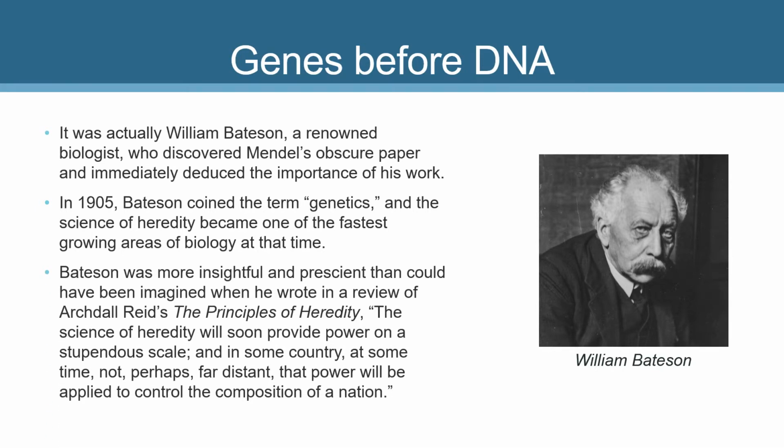Bateson was more insightful and prescient than he even could have imagined when he wrote, "The science of heredity will soon provide power on a stupendous scale, and in some country, at some time, not perhaps far distant, that power will be applied to control the composition of a nation." Bateson accurately predicted that once the basis of heredity was understood, someone, somewhere, would seek to manipulate it. Whether he knew that genetics would be the justification for eugenic cleansing and the great and terrible discoveries that followed will never be known.